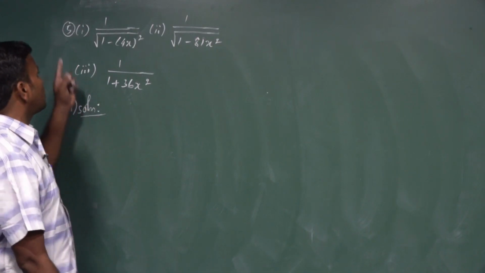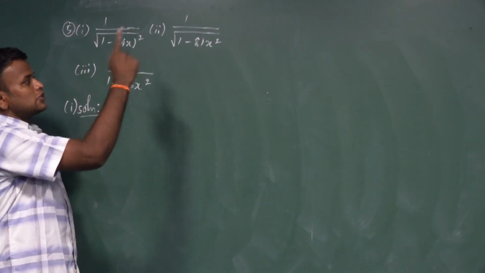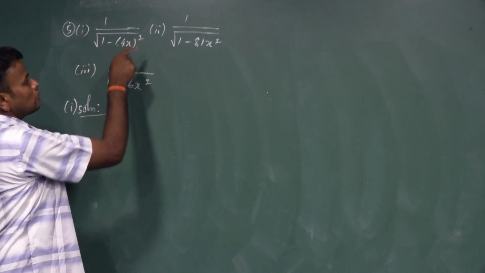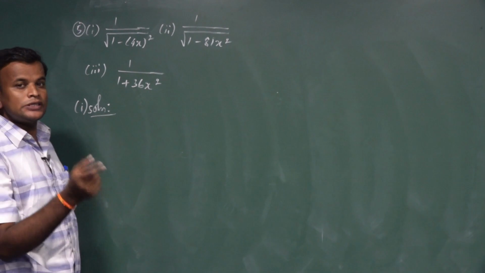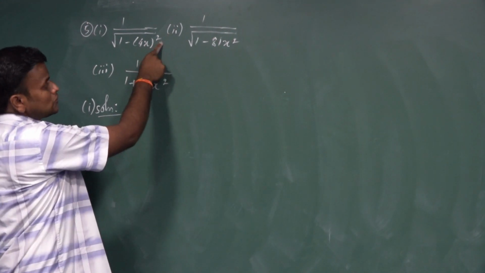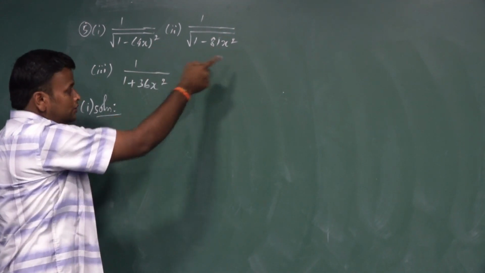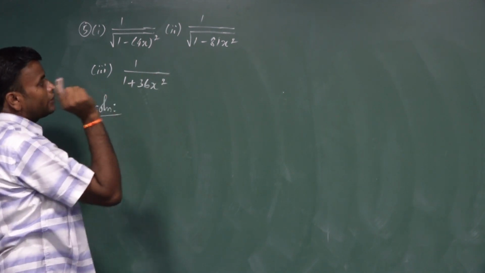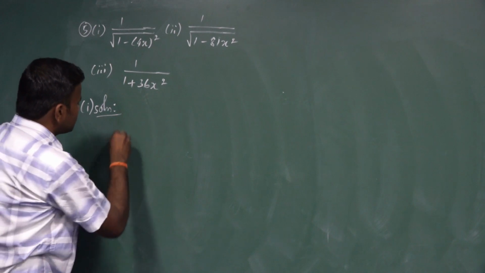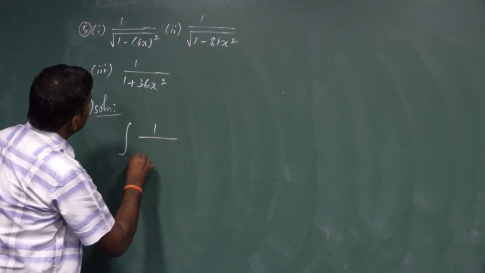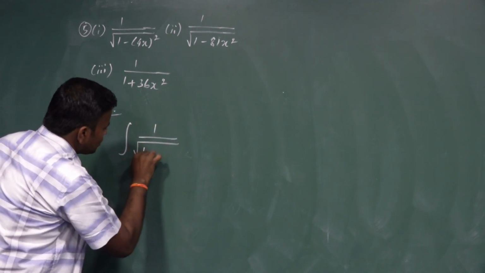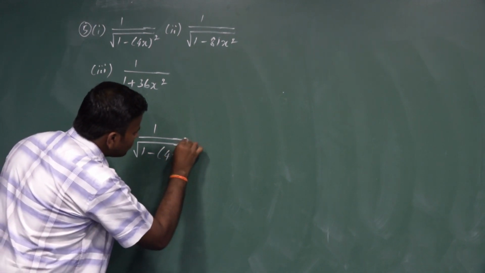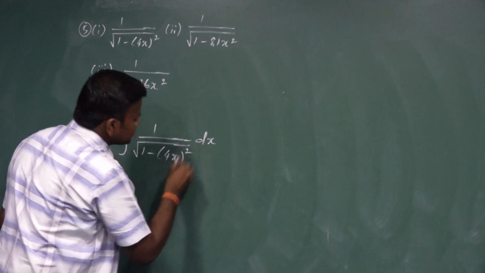Okay, we see the next one, the fifth one. All the terms are integrating with respect to x. So 1 divided by square root of 1 minus 4x the whole square. You see the sign is 4x the whole square. Next, 81x square. Next, 36x square. So first step, we convert into the formula shape. Integrating of 1 divided by square root of 1 minus 4x the whole square into dx.